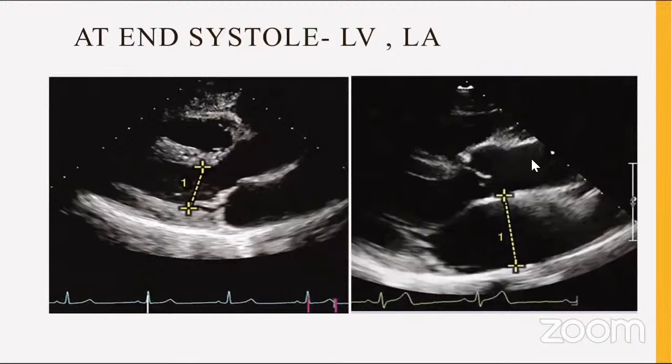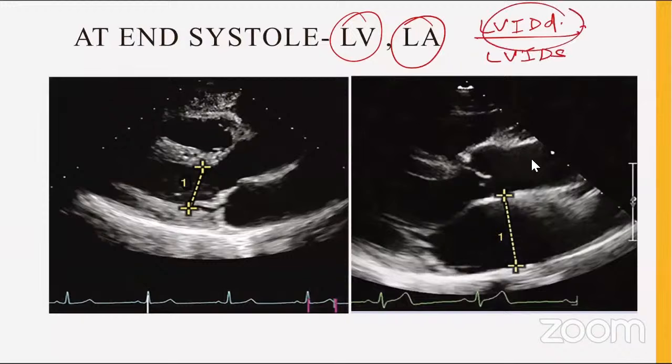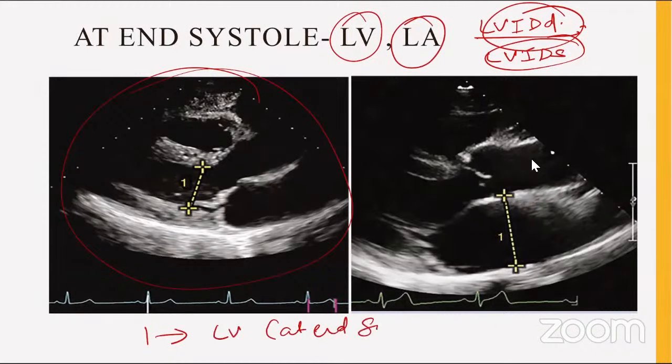At end systole, we can measure LA diameter, and we have to measure LV diameter again at end systole, because LV diameter at diastole and LV diameter at systole both have to be measured to derive the ejection fraction. Okay. So here we have this paused PLAX view in which the heart is in systole phase. At end systole, the number 1 which is labeled is LV at end systole, and the number 1 here in this diagram is LA.